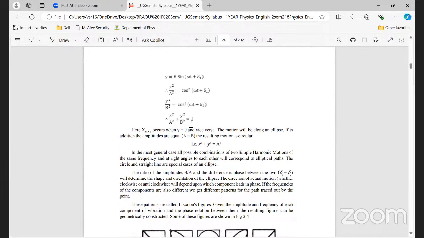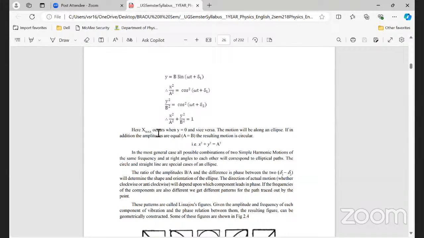Sir, here this is sin square(omega t plus delta 1) and this is cos square(omega t plus delta 1). Either way, delta 1 equals delta, you need not worry. Here also it is delta 1. Okay, fine. So many mistakes are there, you can correct them.